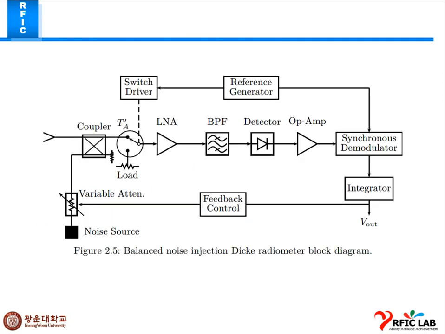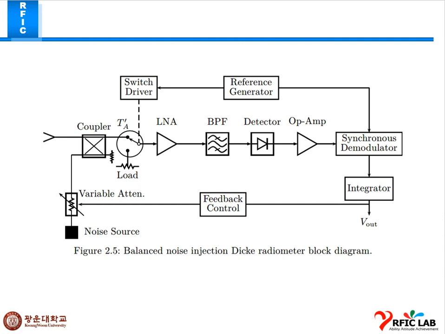There are many receiver architectures, like Dicke, radiation balance, noise injection, and two load radiometer. This was the next block diagram that was mentioned in the thesis.